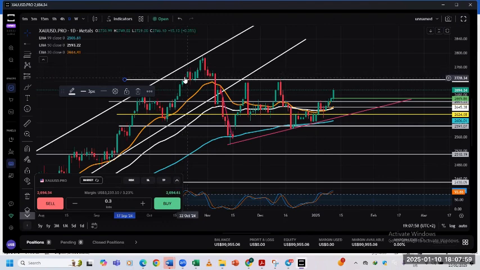But after, it became a floor. Initially, it was a ceiling. It became a floor. Here again, a floor. Yes, it wicked down, but it went back and closed above. It sat on the line. So that's a support and resistance area.